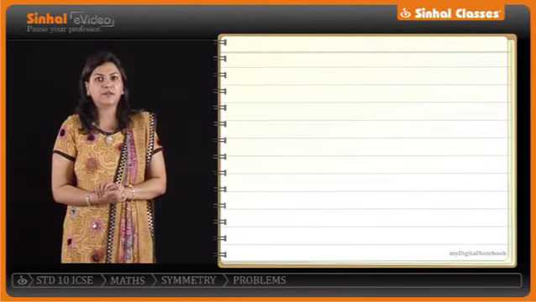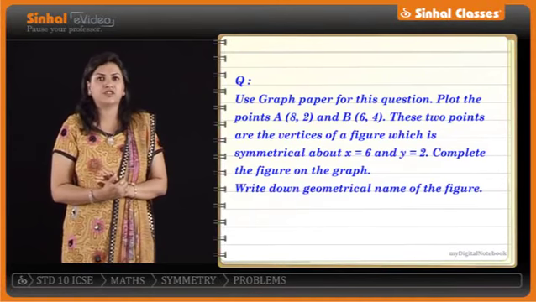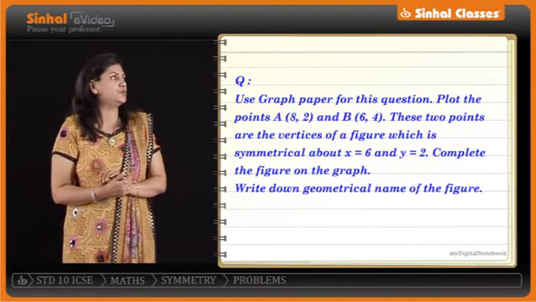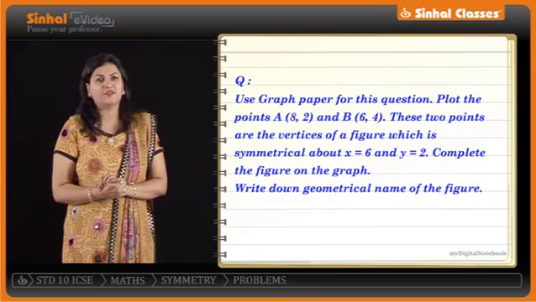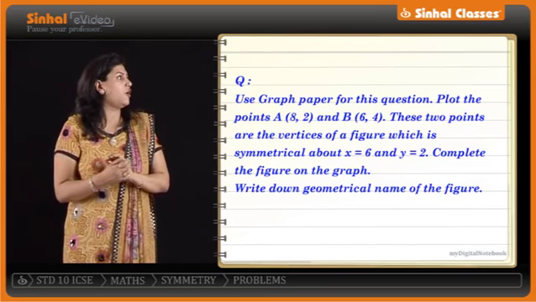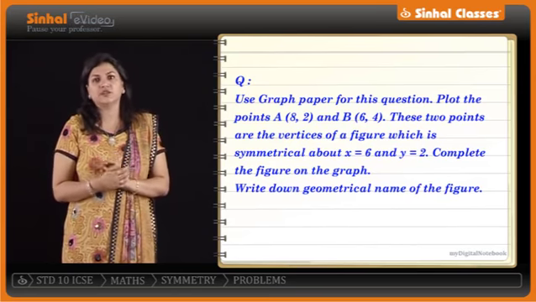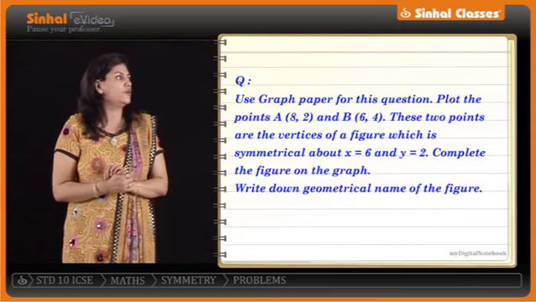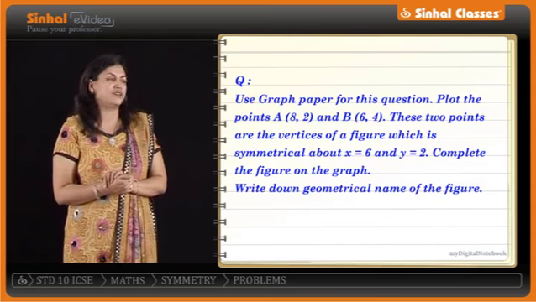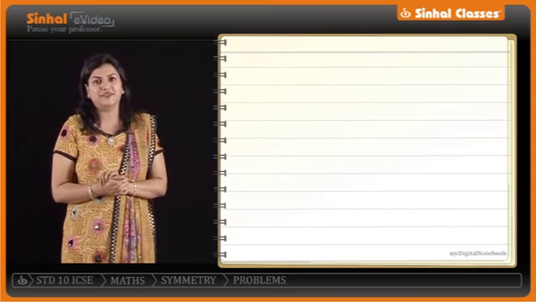Now for the next problem, we are given: use graph paper for this question. Plot the points A (8, 2) and B (6, 4). These two points are the vertices of a figure which is symmetrical about x is equal to 6 and also y is equal to 2. Complete the figure on the graph. Write down the geometrical name of this figure.